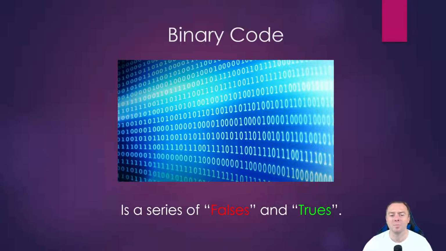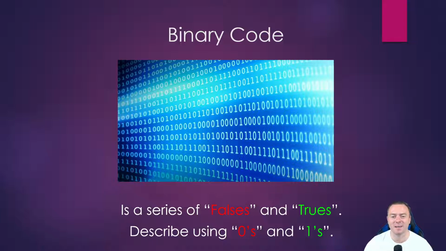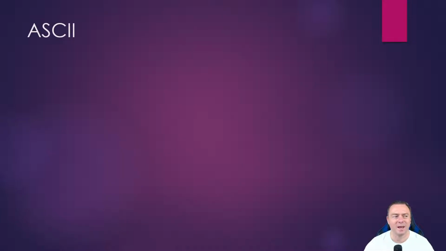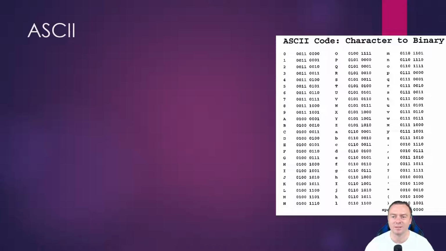So when we look at binary code, it's a series of falses and trues. So false being the 0s and 1 being the trues, okay? And then what happens is the computer takes that and tries to convert it into some form of context that it will actually understand, okay? And there's a whole heap of different ways of doing that. So to start, we'll look at the ASCII code, okay? So ASCII is the way that we change characters into binary.